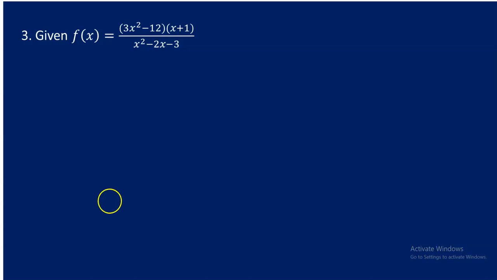Okay, dear students, so far so good. Now what comes next is the third question of the workout part. You are given this function (3x squared minus 12) times (x plus 1) over (x squared minus 2x minus 3). Different questions are raised based on this function, so let's pass through them all.